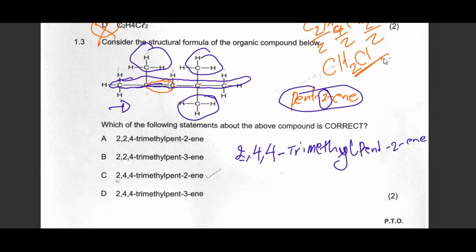Don't forget that a figure and a figure, we separate them by a comma, and a figure and a letter, we separate them by a dash. That's why here it is a figure, a dash, a letter, and a figure, a dash. So that is going to be the answer. Now we come here and find out where the answer is. 2, 4, yes, trimethyl pent 2 ene. So this one becomes the answer.